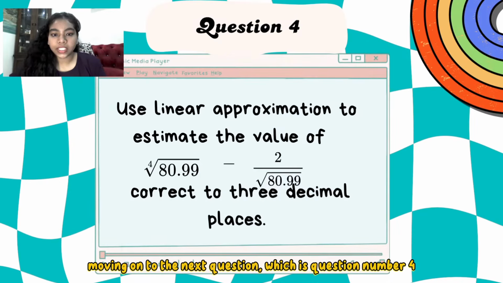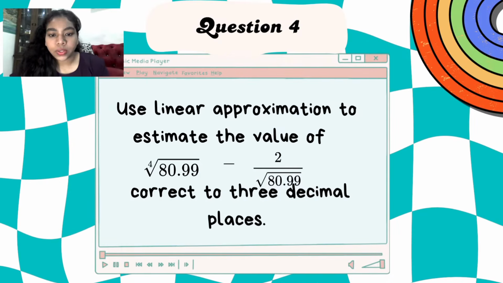Okay, moving on to the next question, which is question number 4. Use linear approximation to estimate the value of the fourth root of 80.99 minus 2 over square root 80.99, correct to 3 decimal places.